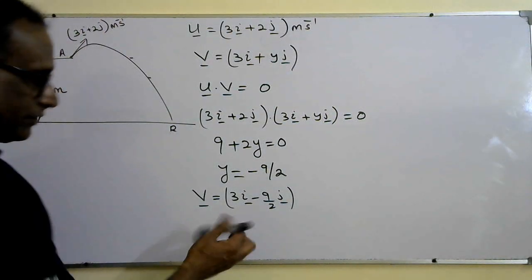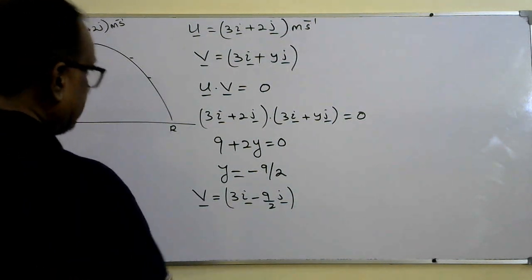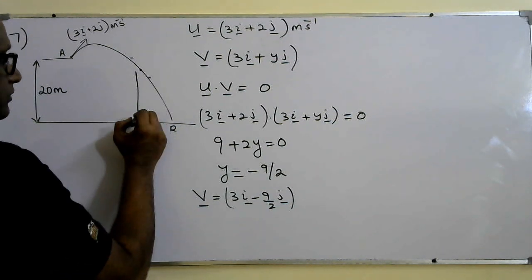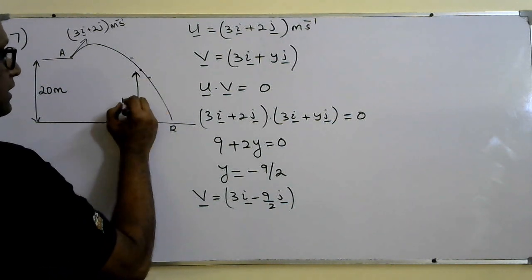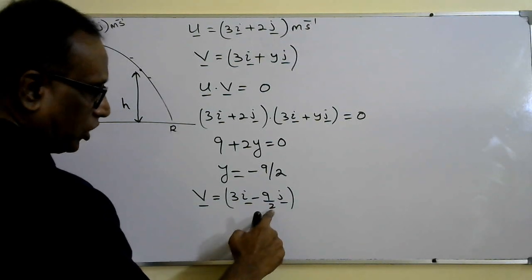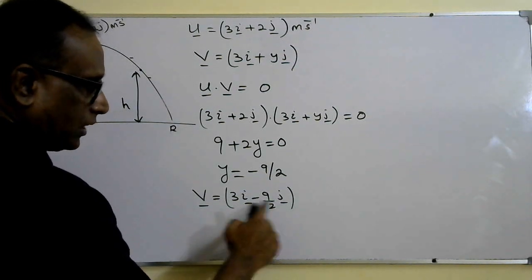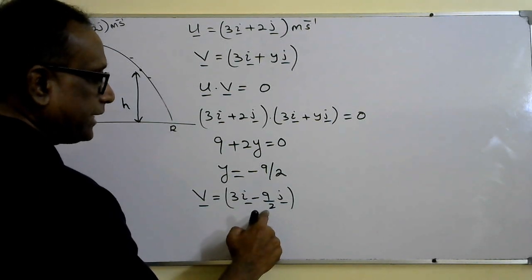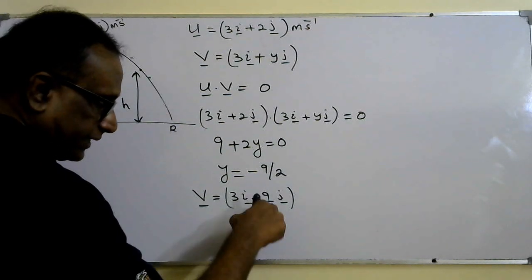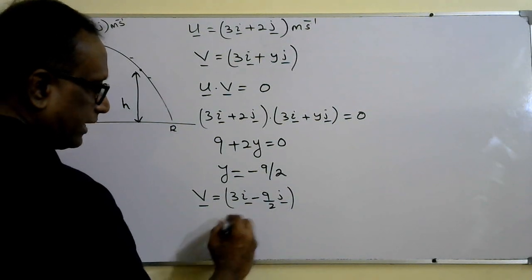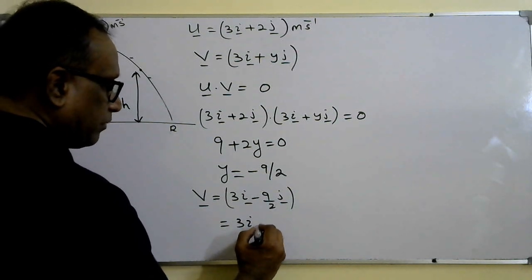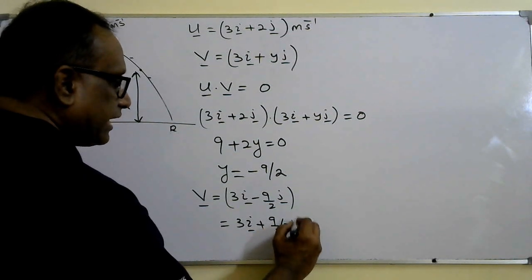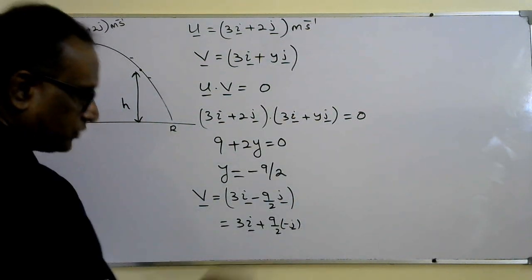They are saying it is at a height h above the ground. We need to find the h. The horizontal component remains the same, and the vertical component becomes 9/2 downwards, minus sign because j is upwards, so I can write this as 3i plus 9/2 minus j. Minus j means downward direction.